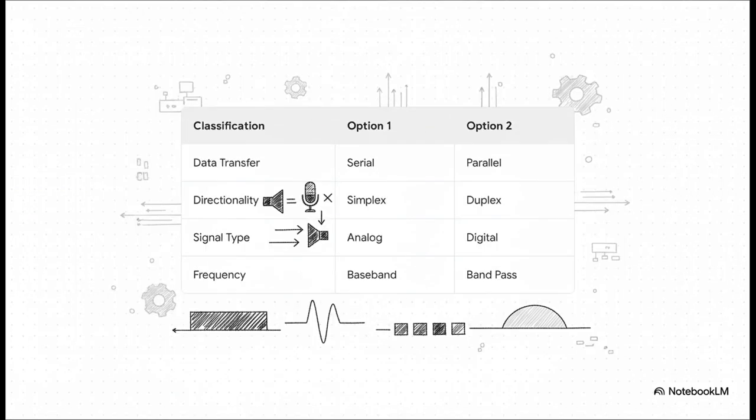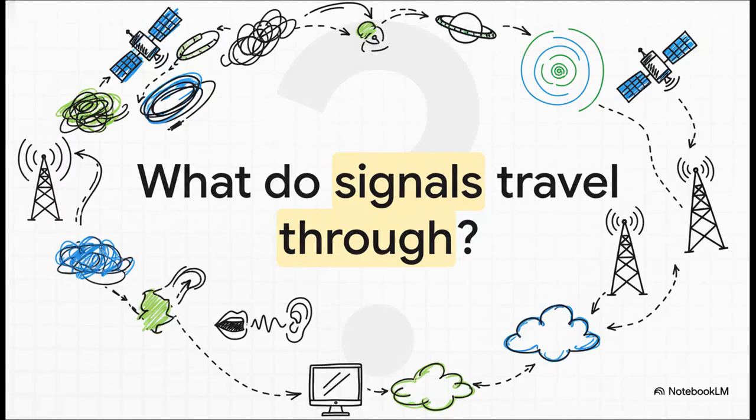So, with those 4 ideas, we basically have a cheat sheet. Any communication system out there, from your car radio to the entire internet, can be described using these 4 choices. Is it serial or parallel, simplex or duplex, analog or digital, and does it use baseband or bandpass? Okay, so we've got the 5-step blueprint for any message, and we have the 4 main rules for how it behaves. But that leaves one giant question. What are the actual physical highways these signals are traveling on?